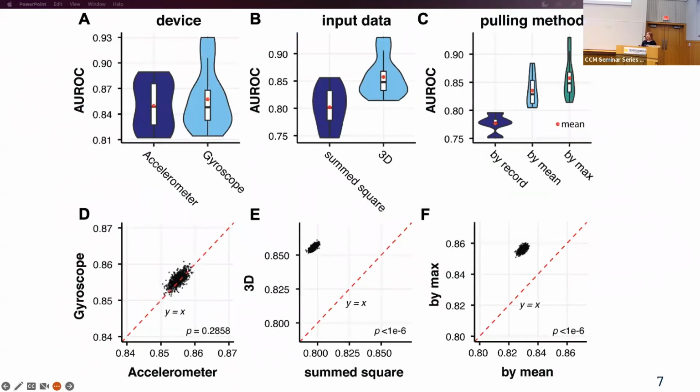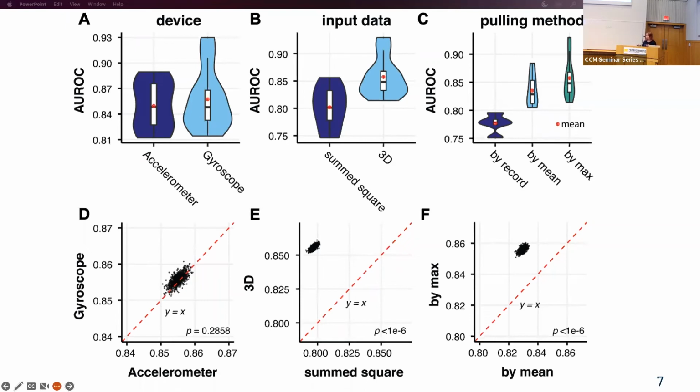We also compare different kinds of signals, because there are two kinds of sensors in our smartphones. We compare accelerometer signals and gyroscope signals, and there's no huge difference. But we also compare using the 3D signal, like the 3 axes of the different signals, against just taking the sum square of the 3 axes. And apparently using 3D signals contains more information about people's movement, so it has better performance.